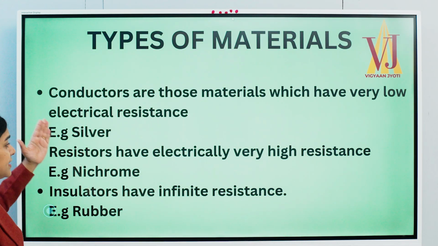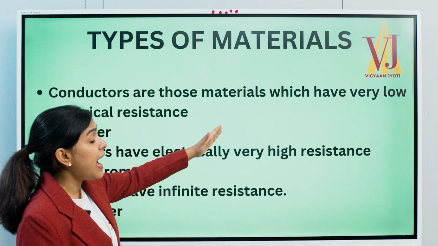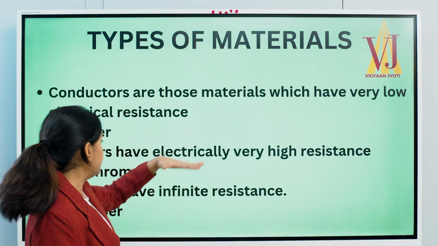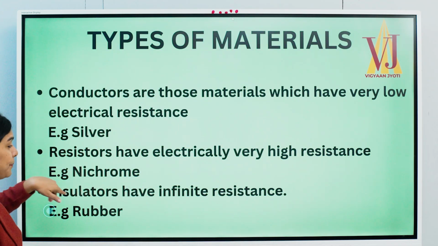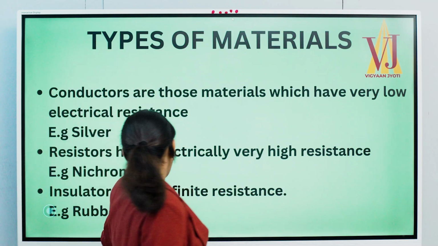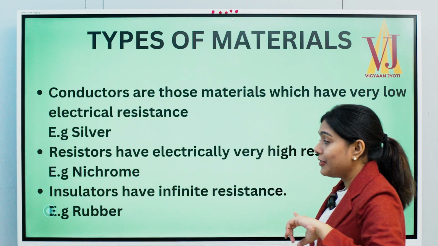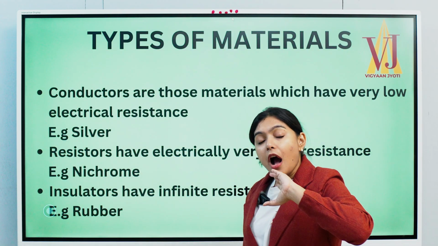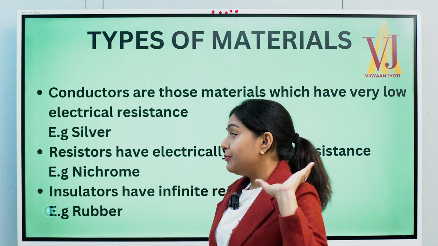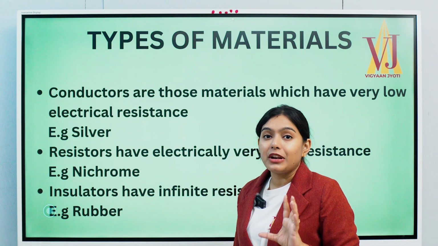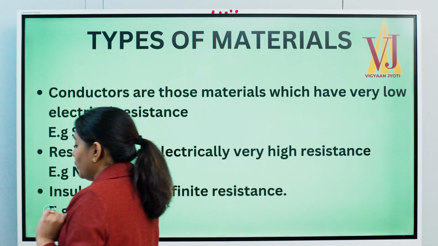Conductors are those materials which have very low electrical resistance. Example, silver. Resistors have electrically very high resistance compared to conductors. Like nichrome. Nichrome is an alloy. And insulators have infinite resistance, which means a huge amount of obstruction. It completely obstructs the flow of electrons. As a result, current cannot flow through them.